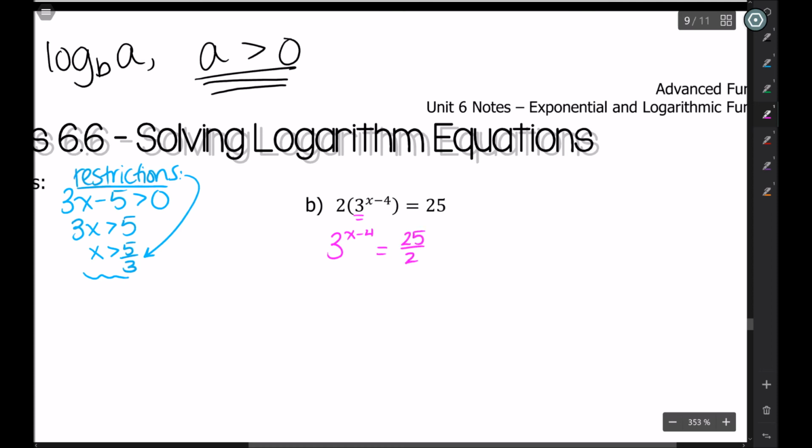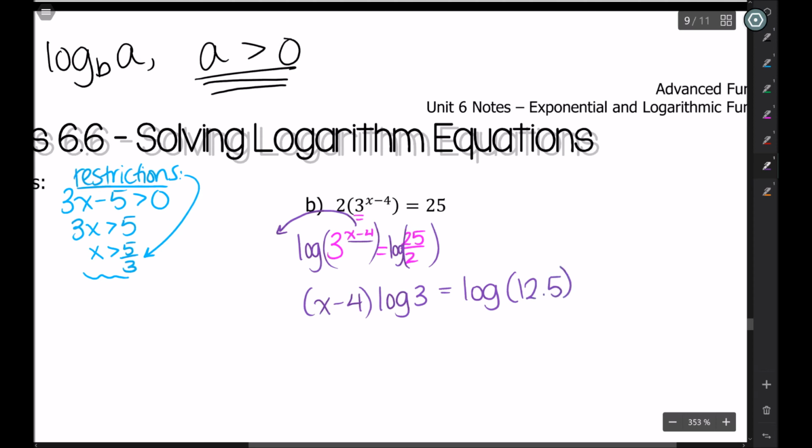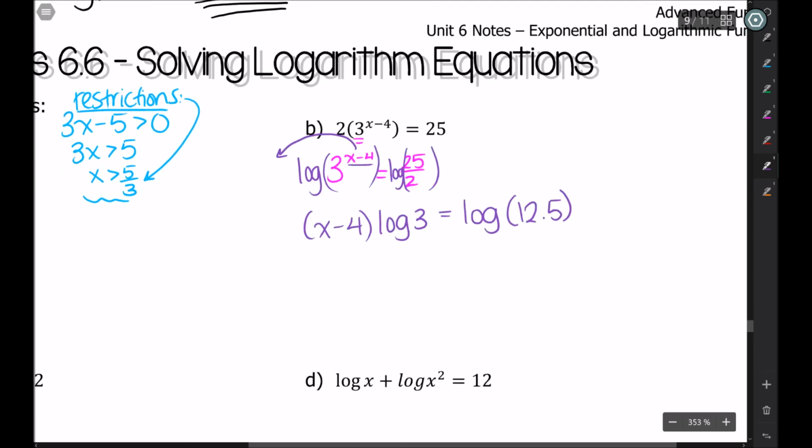Now, to get this exponent out of here, I'm allowed to log both sides. So I'm going to log both sides, and this exponent, remember, goes out in front. So I end up getting x minus 4 times the log of 3 is equal to the log of, and I'm just going to rewrite this as 12.5 because that's not going to end up being a repeating decimal. So it's not a big deal for me to use that to solve.